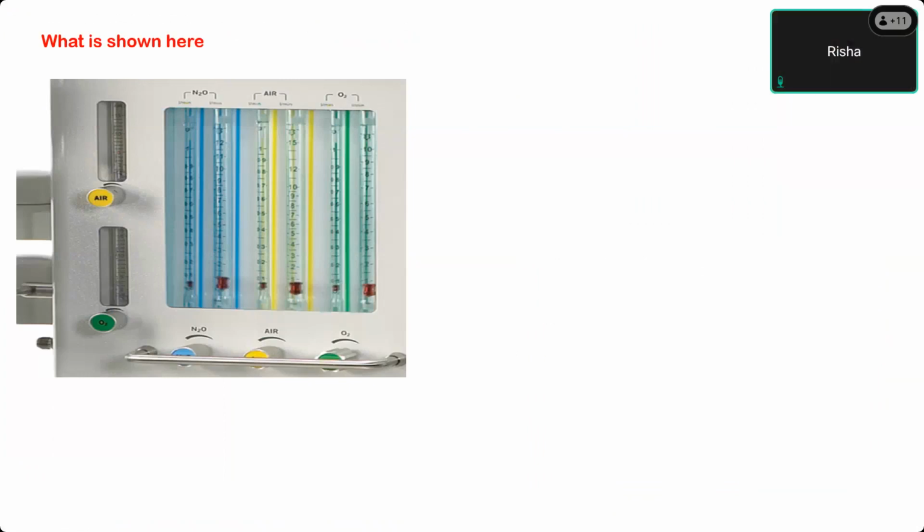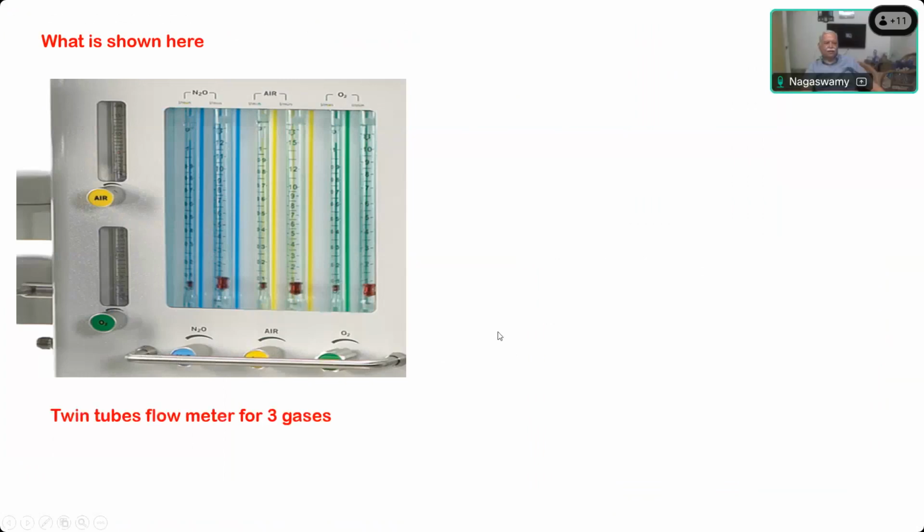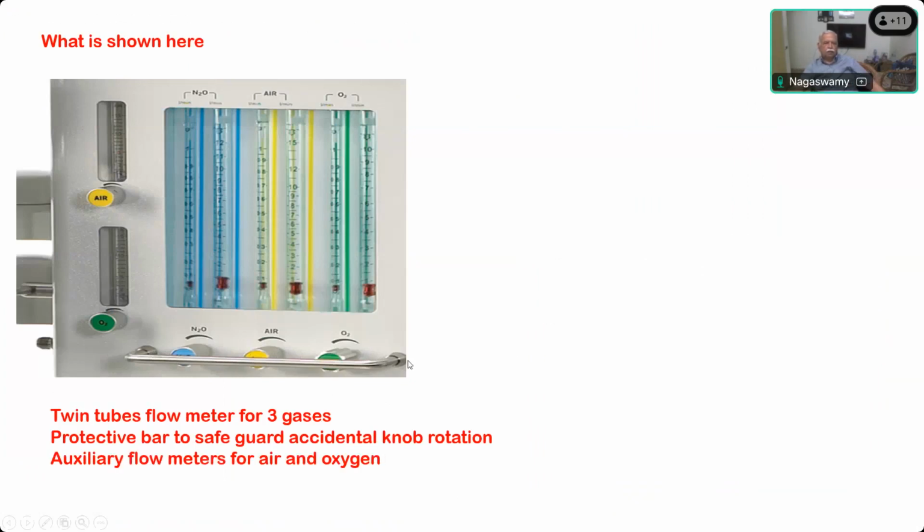Then anything else? Color coded. Very good. What is this for? Can you see some rod-like thing going here? Yes, sir. To avoid what? Accidental movement. So, twin flow tubes for three gases, and a protective bar to safeguard against accidental knob rotation. Okay, this metal bar is called the protective bar for accidental rotation, and an auxiliary flow meter for air and oxygen. So these are all the three things you must write.